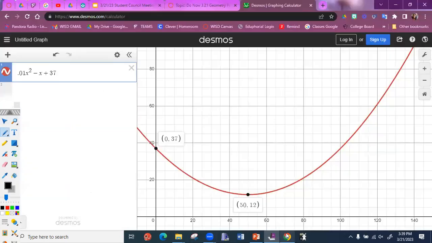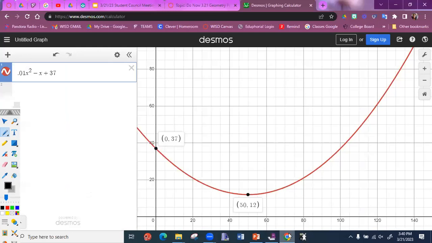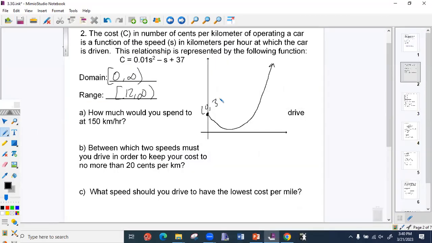Okay. And then looking here, what is our range? What is our lowest y value to our highest y value? 12 to infinity. Good job. So I'm going to create a little sketchy sketch. So we're here at 0, 37, and we're down here at 50, 20.